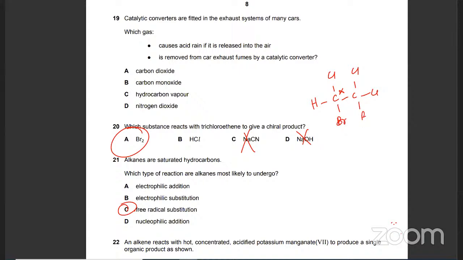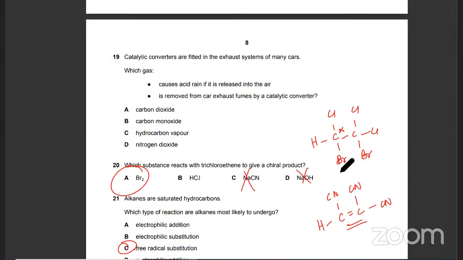I'm just going to repeat why I cut off NaCN and NaOH, because they were not reacting with the double bond. NaCN reacts with halogenoalkanes. So the halogen part might get replaced by CN, but the double bond is still there. So you can't get a chiral product if the double bond is still there. Is that clear?